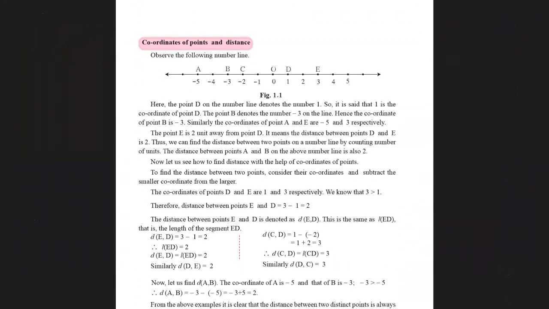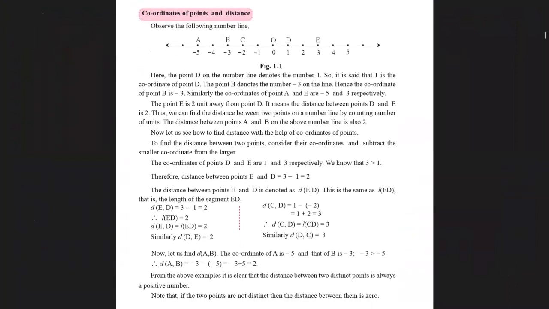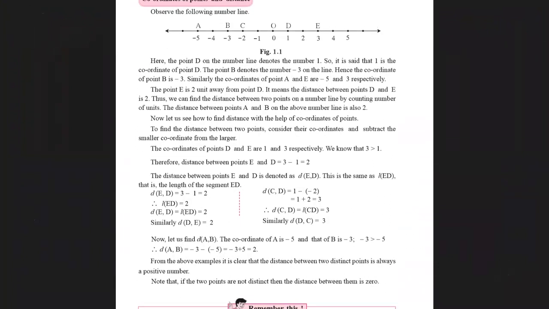Now here, look at this number line that we have here. All of you must be familiar drawing a number line. Now you have a number line which is drawn here, figure 1.1, wherein the points are A, B, C, O, D and E, and all these points have particular coordinates. For example, point A is represented by the coordinate -5. Point B is represented by the coordinate -3 and so on.